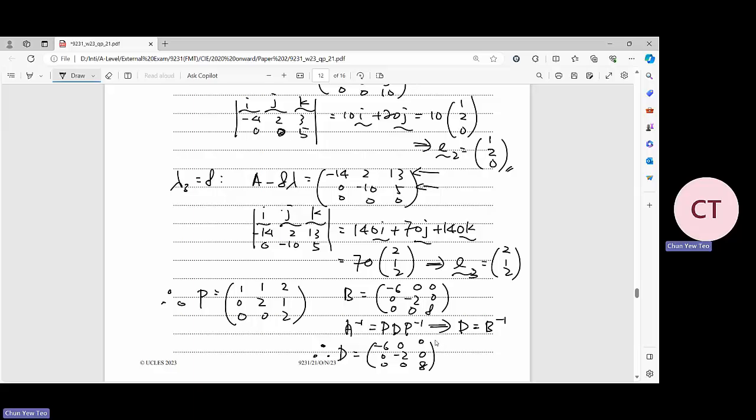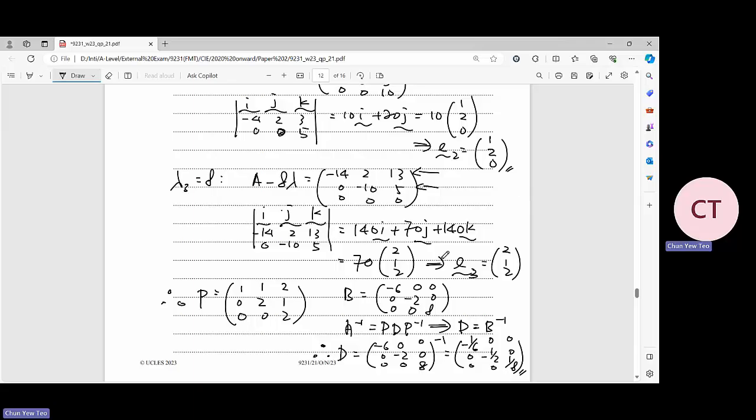For the diagonal matrix, you can actually make it become power negative 1 directly. Only a diagonal matrix has this behavior. So we can actually change it like this directly. That is the matrix D. Okay, done for part A.